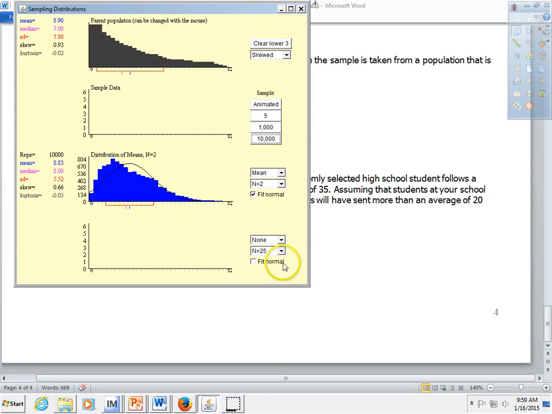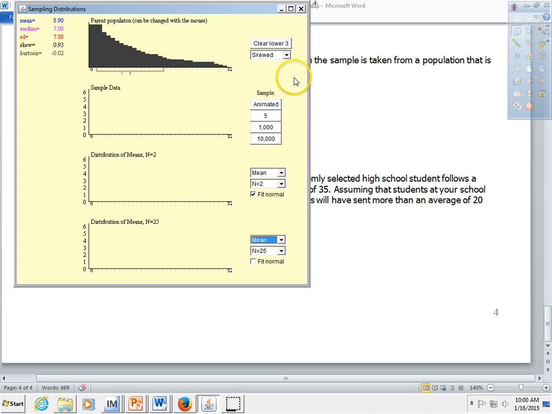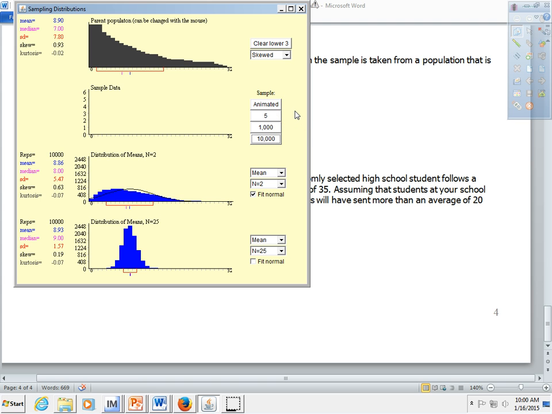Now the question is, does it ever get to be approximately normal? What if we took a sample of size 25? Okay, and I'll compare the two. Sample size 2, sample size 25. I'll pull 10,000 samples for each. And take a look.